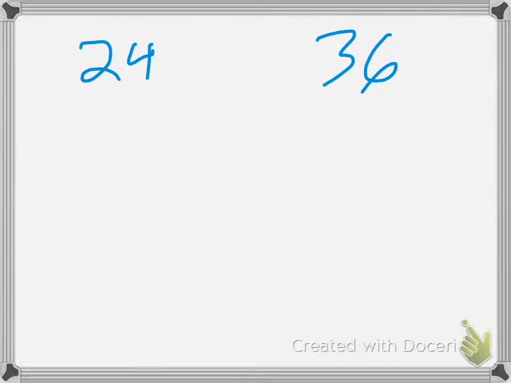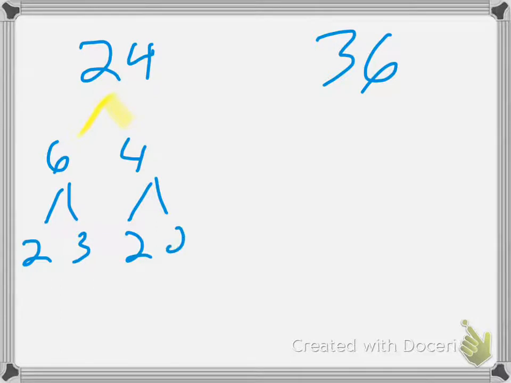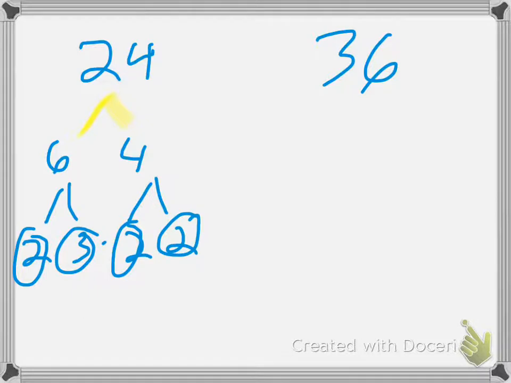Now another way is to use the prime factorization of both numbers. So if I have 24, to find the prime factorization of that, I can split it into factors of 6 and 4, and split 6 into 2 and 3, and then 4 I can split into 2 and 2. Now I have the prime numbers of each. So 24's prime factorization is equal to 2 times 2 times 2 times 3.